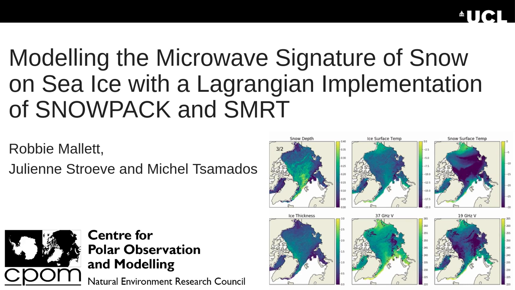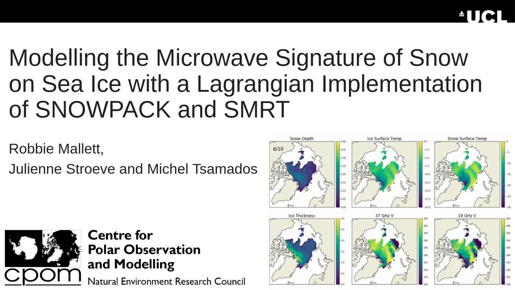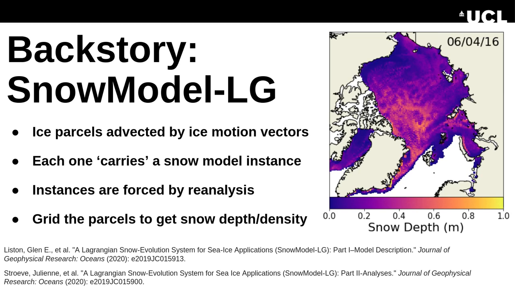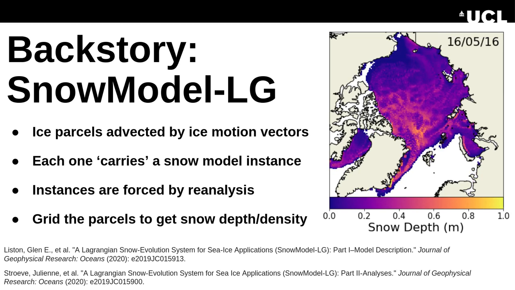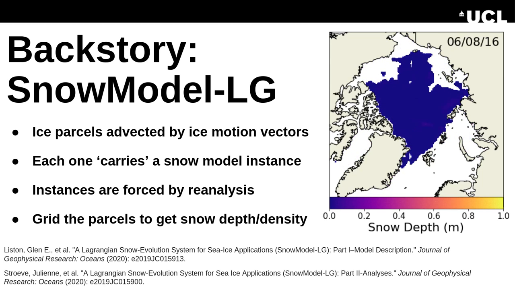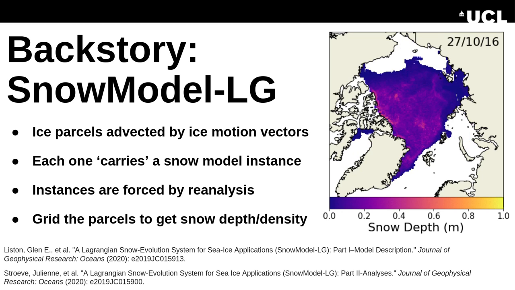The backstory to this project is encapsulated by a Lagrangian snow model that already exists, called SNOWMODEL-LG. Lagrangian models don't use a static, regular grid like the rectilinear ones you may be familiar with on maps. Instead, they consist of many individual cells that move with the sea ice. For SNOWMODEL-LG and in my model, we use the Polar Pathfinder ice motion vectors to move the cells around.